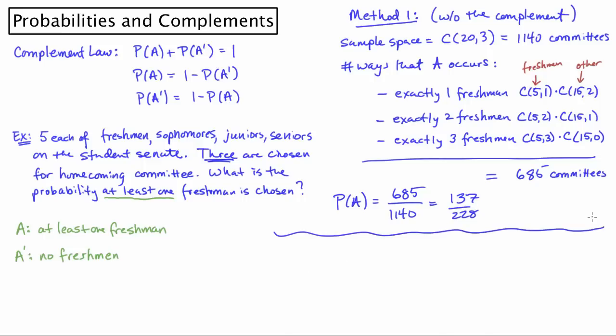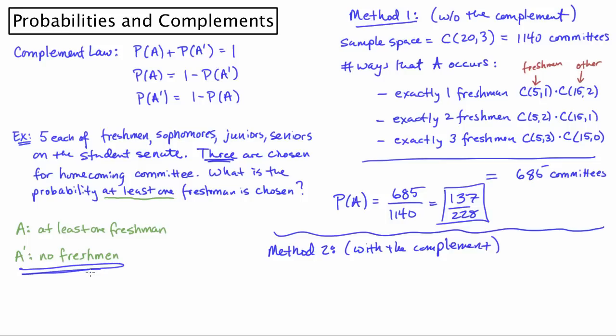Now, if I've done the problem correctly, when I go and try to do this second method, I should get the same answer. So I'm looking for 137 out of 228. The second method is going to be with the complement. So I'm going to use the complement law to my advantage here. If I'm talking about complement, the complement of A occurring is no freshman. So this is what I'm looking at here, a complement.